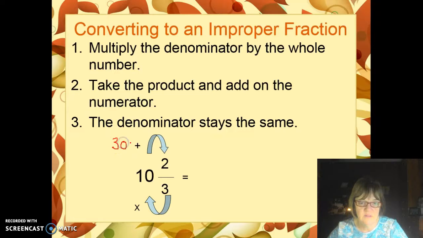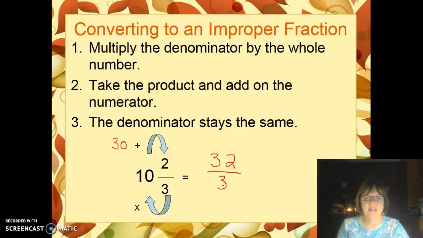Write that here. 30 plus 2, that's step 2 here, is take the product and add on the numerator. 30 plus 2 gives us 32. And the denominator stays the same, so I should really say there, copy the denominator. And there we go. It's that simple.